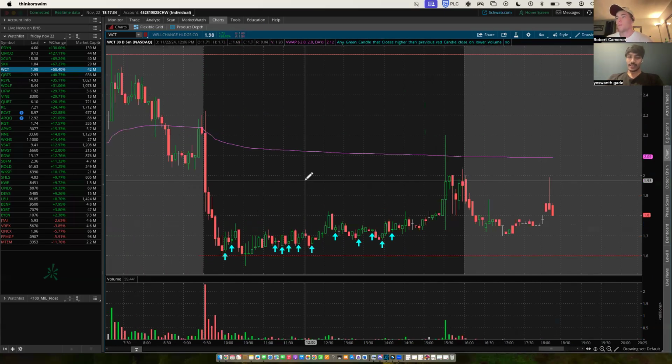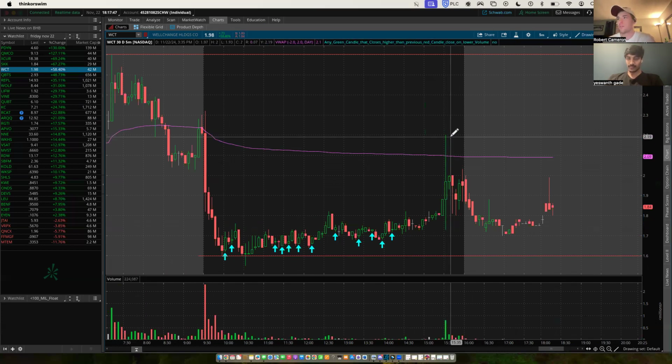When it touches the purple line, that's the best spot to get out. If you can get out at the purple line, the best you can. I know it only tapped it for a split second, but I would say market order, sell there. It's going to be tough sometimes. There's been plenty of times where I have a limit order sell set and it never gets filled.